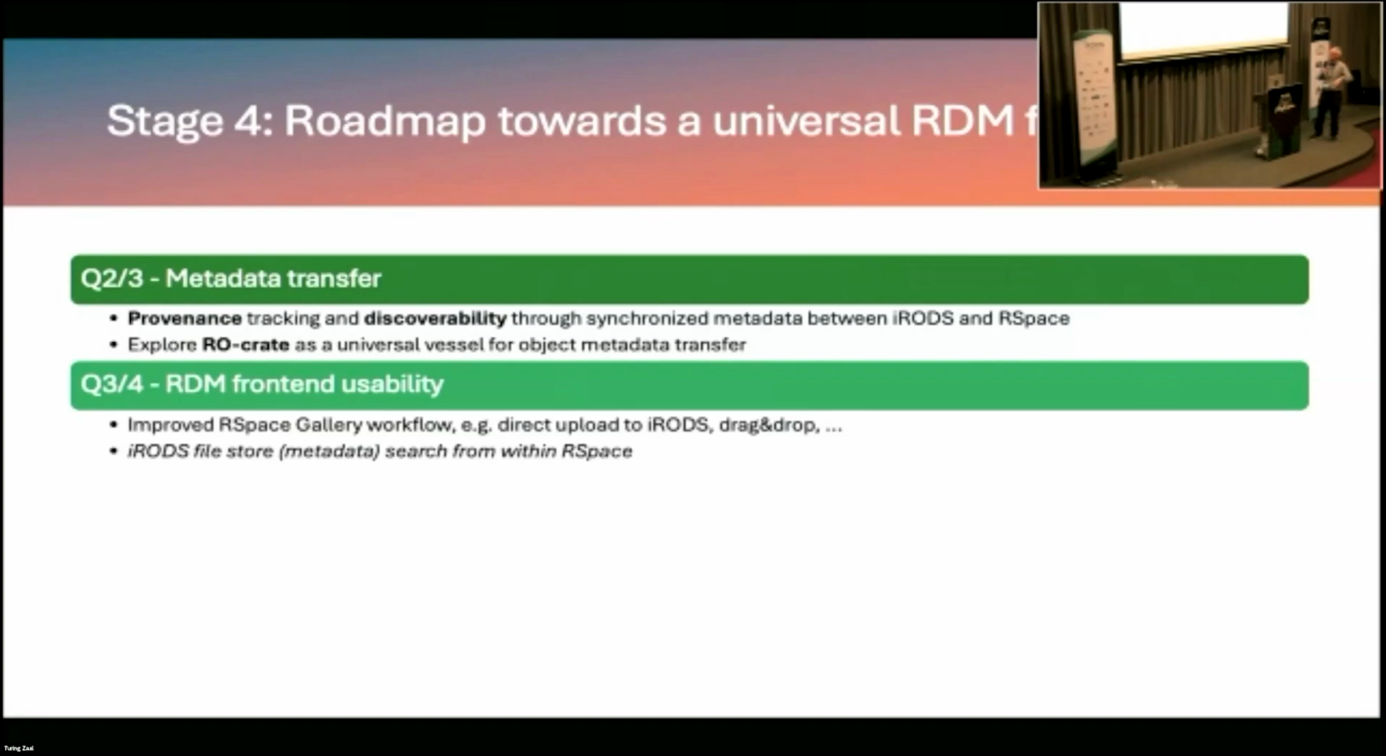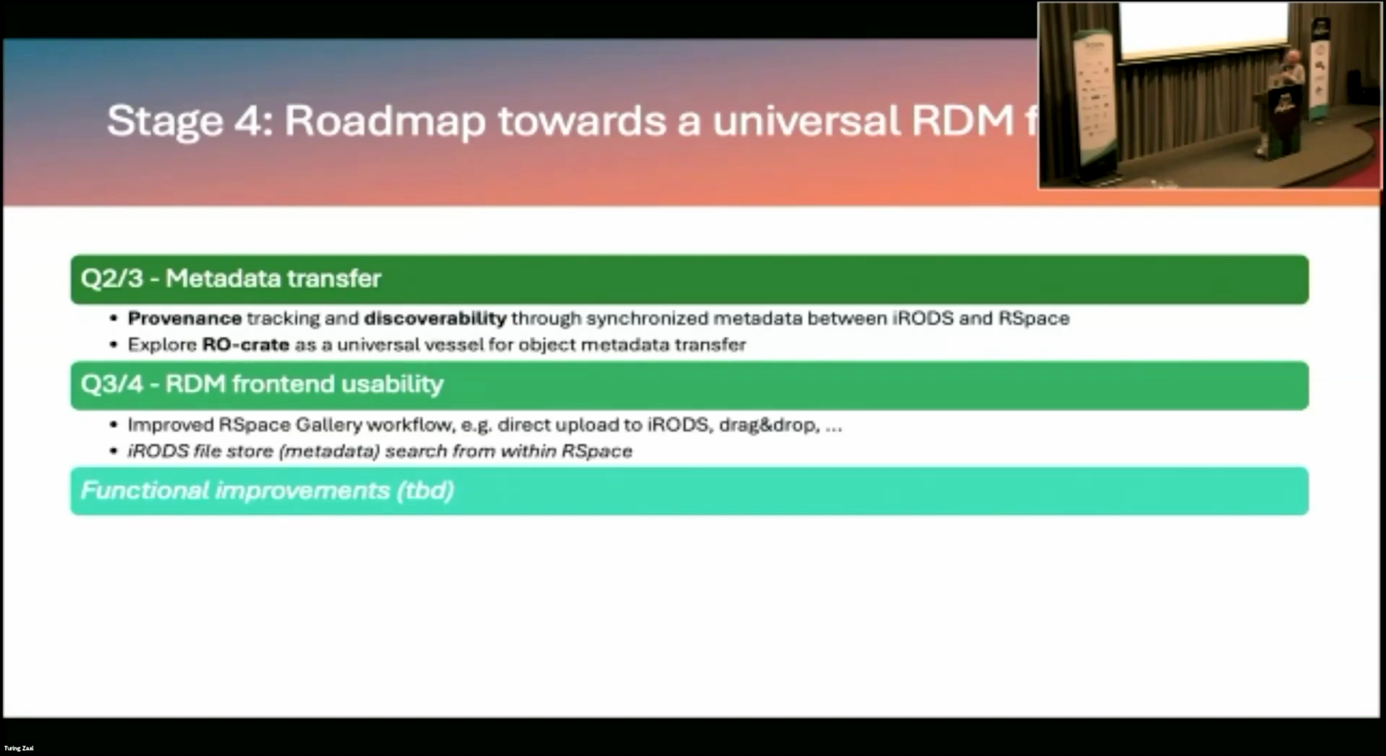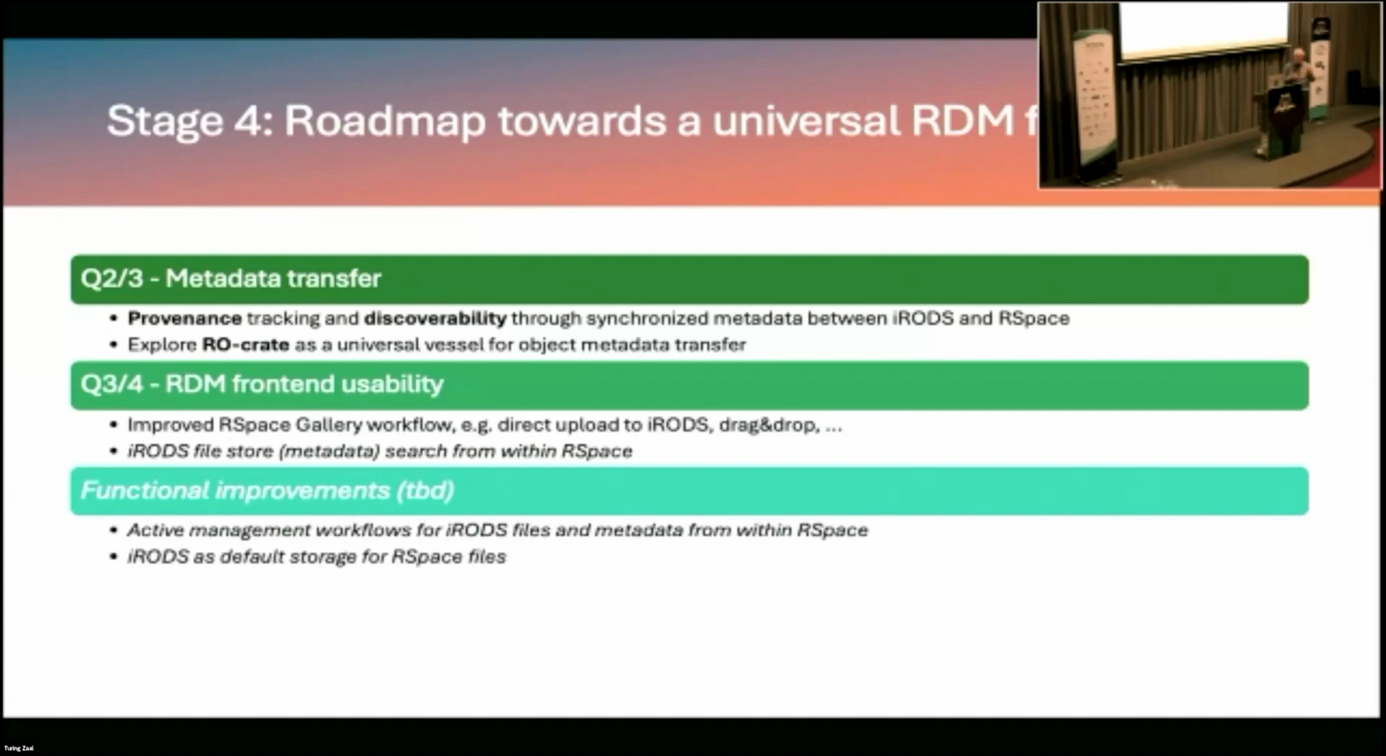store files in RSpace. So improving the RSpace gallery workflow, including things like direct uploads to iRODS, more convenience like drag and drop, and also the ability to search an iRODS file store from within RSpace. And then beyond that, further functional improvements, which we still need to spec out in more detail, but in particular, things like active management workflows for iRODS files and metadata from within RSpace, and then ultimately using iRODS as a default file store for RSpace.